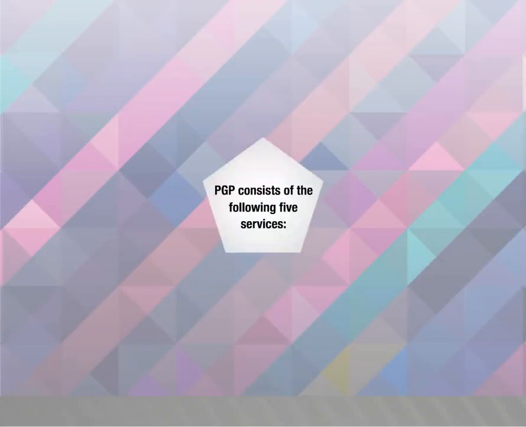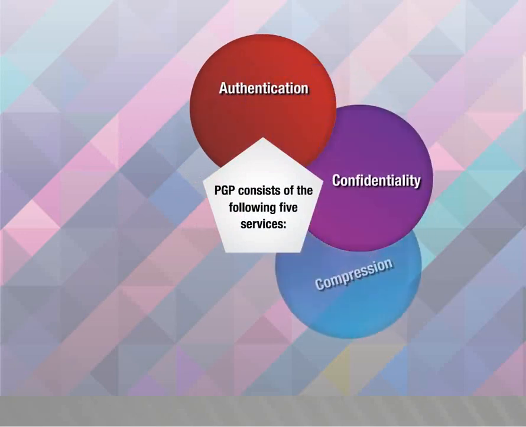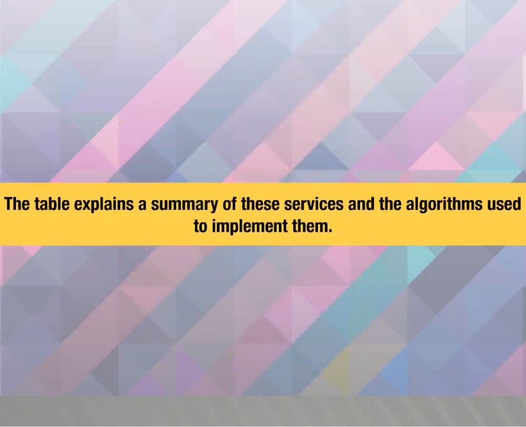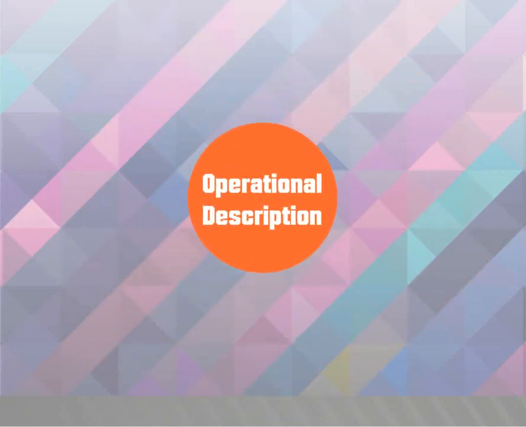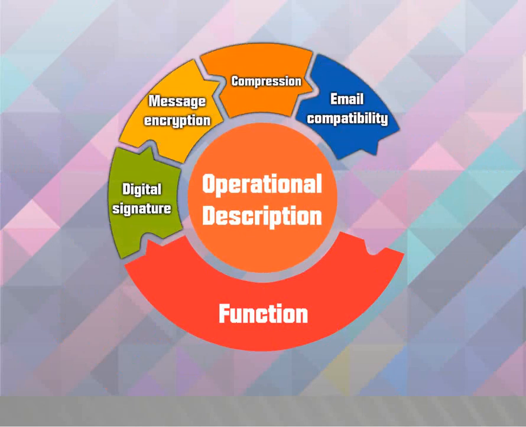PGP consists of the following five services: authentication, confidentiality, compression, email compatibility, segmentation. The table explains a summary of these services and the algorithms used to implement them. Operational description. Function: digital signature, message encryption, compression, email compatibility, segmentation.